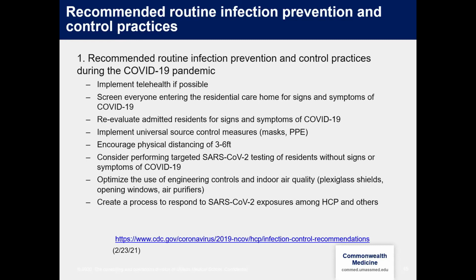Implement universal source control measures like masks and PPE, encouraging social distancing. Consider performing targeted COVID testing, which we talked about, of those with or without symptoms. Optimize the use of engineering controls. I talked a little bit about that, with air purifiers, HEPA filter units, or opening the windows. You see a lot of places have implemented plexiglass shields so that if somebody's got COVID or they cough, the droplets hit the shield and don't come flying into your face.